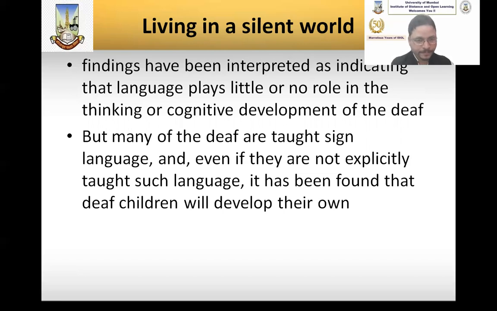But many of these deaf people are taught sign language, and even if they are not explicitly taught such language, it has been found that deaf children will develop their own. Some hearing impaired or differently hearing impaired people with speech problems have learned sign language now. They can speak with sign language. So they are learning language differently. But even if they have not been taught this language, they can still develop their cognition naturally. So these are the points about living in the silent world.